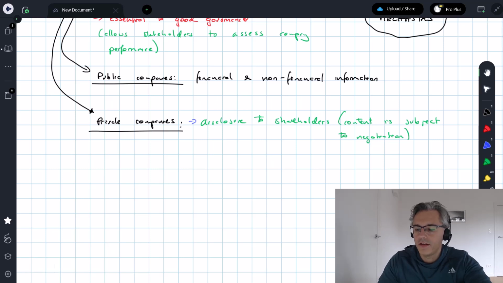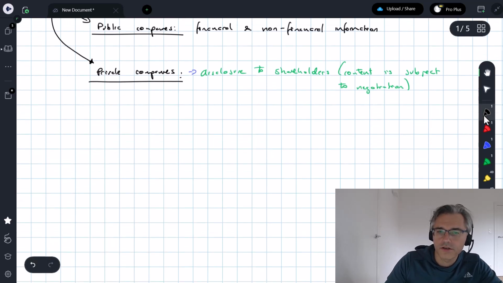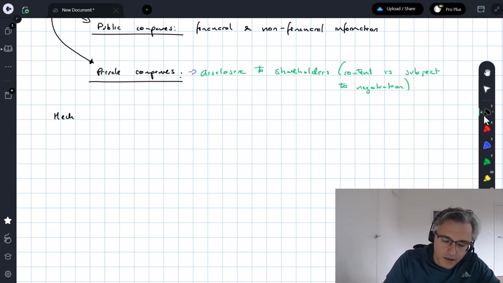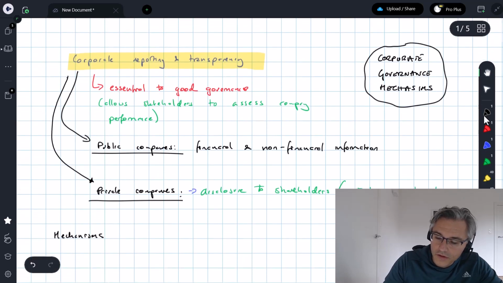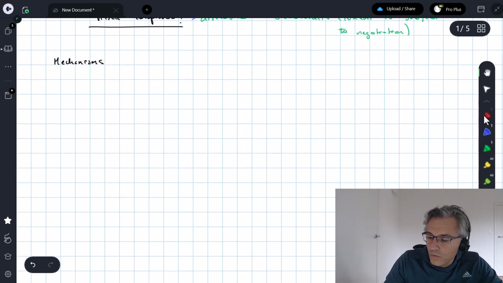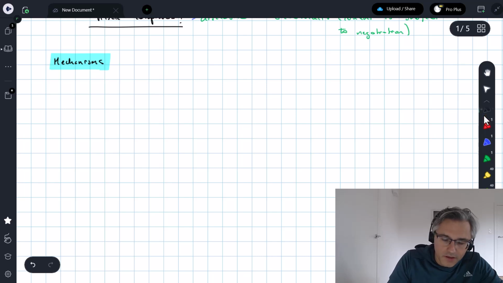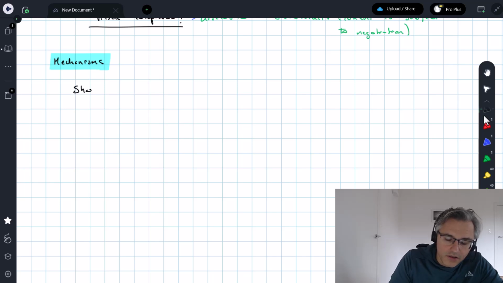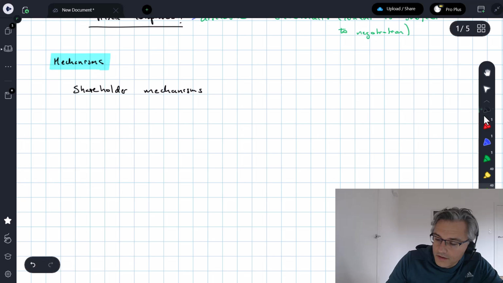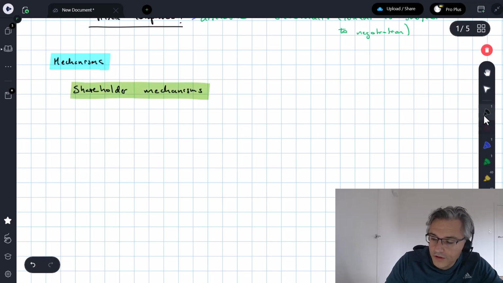So that's a bit of an introduction. And now we go to the core of the lesson, which are the mechanisms for corporate governance. So what are the ways in which corporate governance is actually exercised or executed? Well, let's start, as I said, going through the different stakeholder groups. So shareholders come first. These are so-called shareholder mechanisms, as the classic, most important stakeholder group.